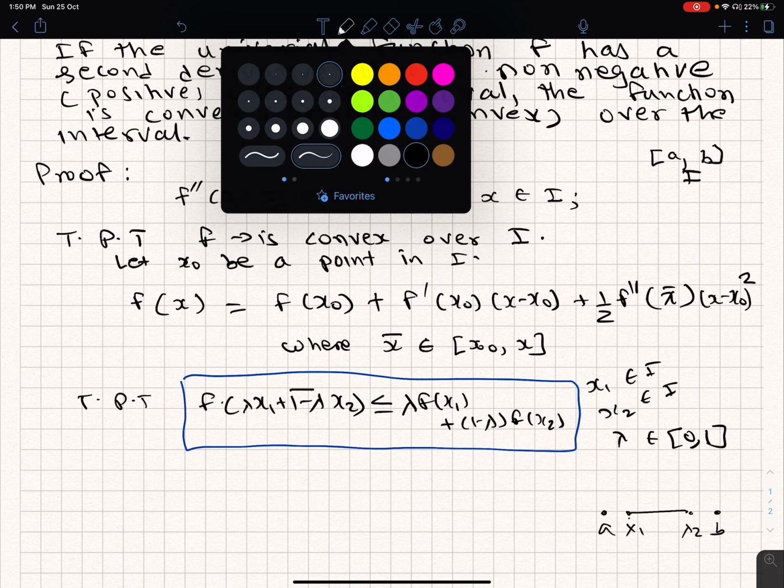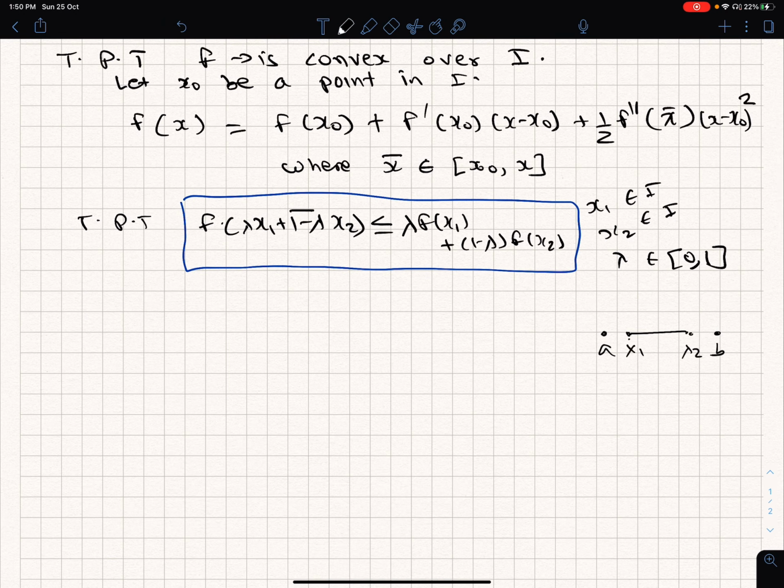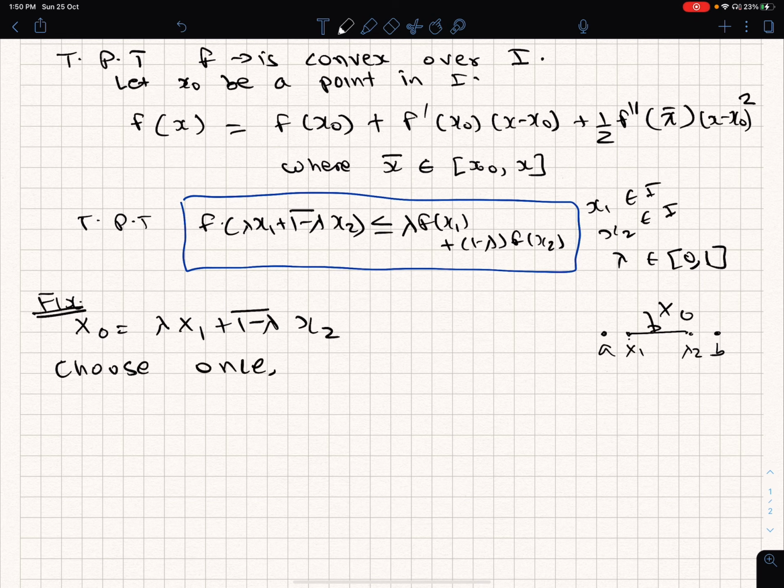Now the way I am going to proceed is, first I will fix x naught. I have to fix x naught, is it not? If I have to use the Taylor series, I have to fix x naught. So I am going to fix x naught to lambda x1 plus 1 minus lambda x2. Then I am going to choose once x as x1 and next x as x2.